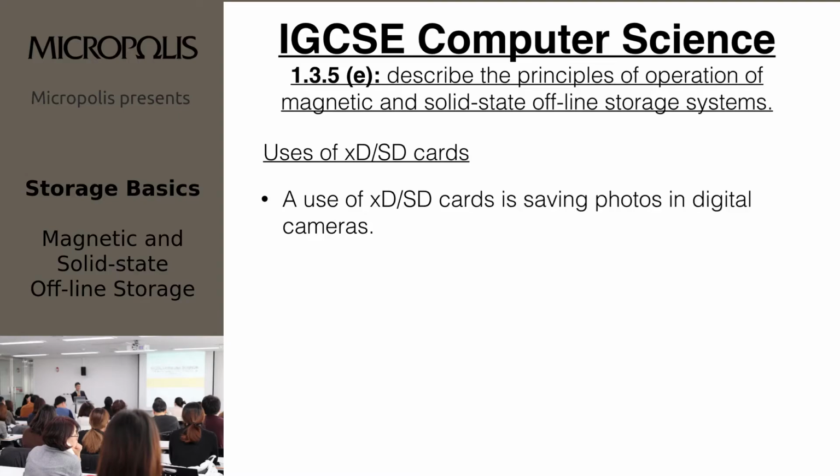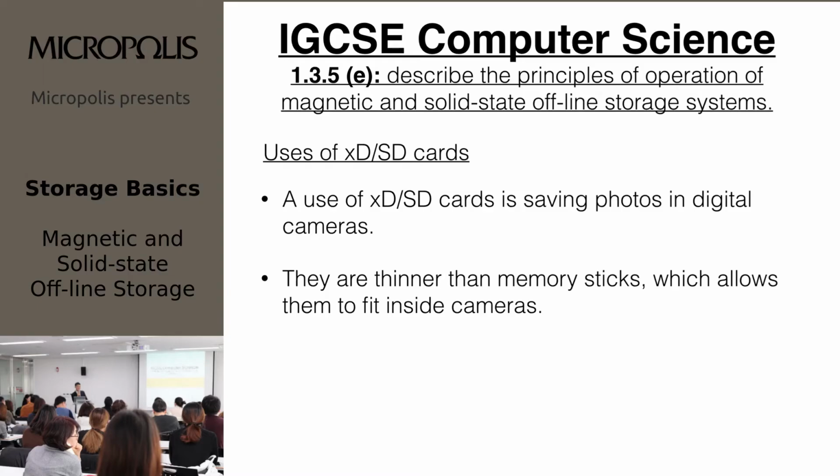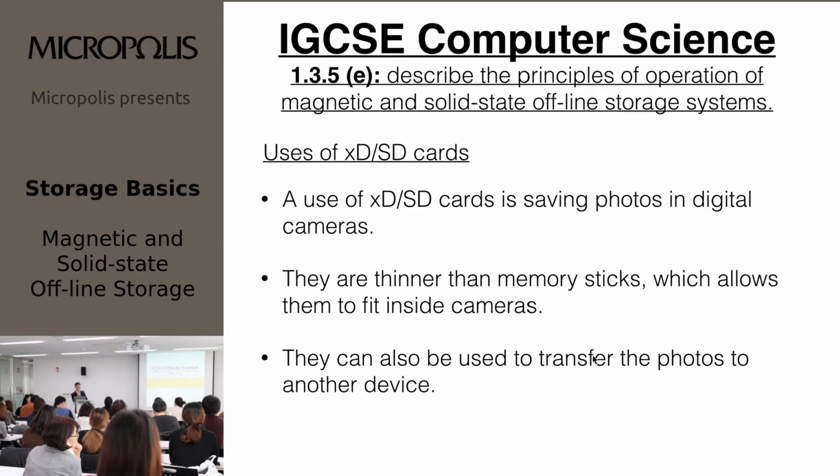Uses of XD or SD cards. A use of XD or SD cards is to save photos in digital cameras. They are thinner than memory sticks, as you saw in the first slide, which allows them to fit inside cameras. So instead of having a memory stick sticking out of the camera, we have something that goes in the camera, so less chance of it falling out. They can also be used to transfer photos from the camera to another device. Some devices have XD or SD card slots, like my old computer did. My new computer doesn't, because we don't use that stuff anymore.